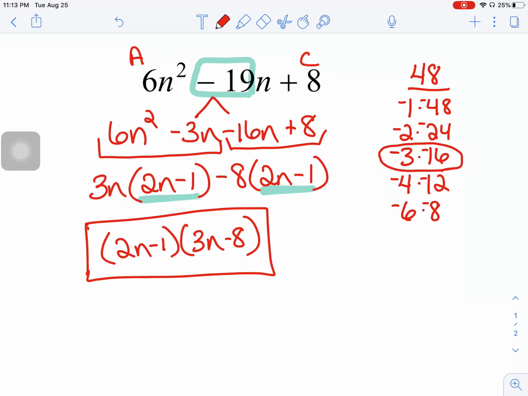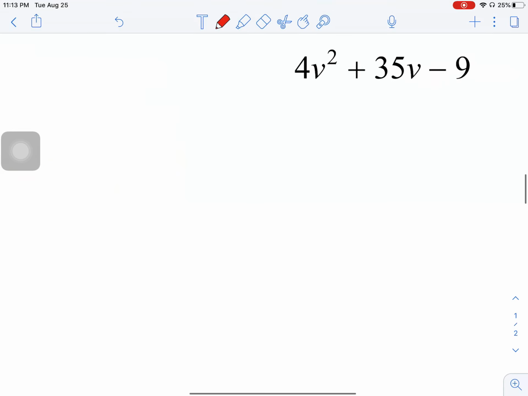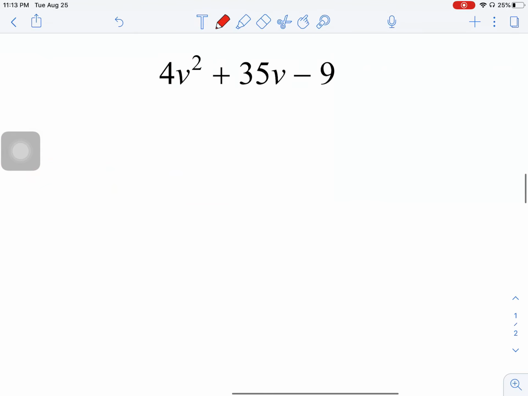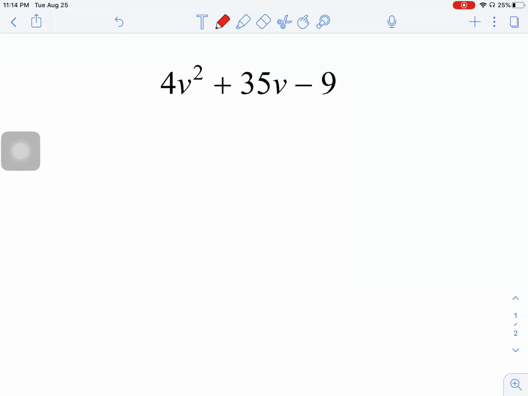I'm going to show you guys one more example. So I'm going to slide over. Here's my other example. And I'm going to do the exact same thing. So I'm looking to do my A value times my C value. So 4 times negative 9 is negative 36. And I want to write out the things that multiply to negative 36. I'm going to temporarily ignore my negative sign. I'll get back to it.